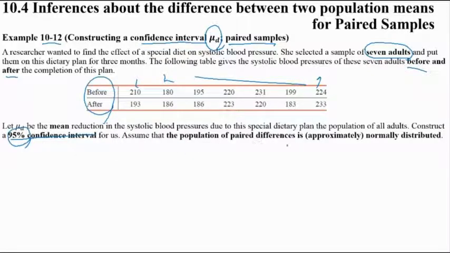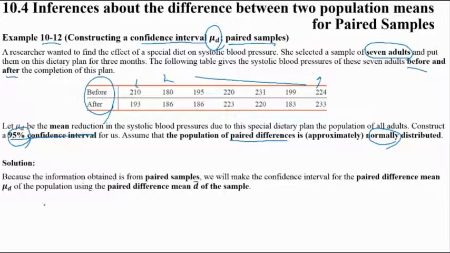So assume that this paired difference is normal. We always assume normal. Because the information is obtained from a paired sample, you make a confidence interval for the paired difference mean, which is mu d. The mean is mu d, and from the sample using the paired difference, the mean is d bar.